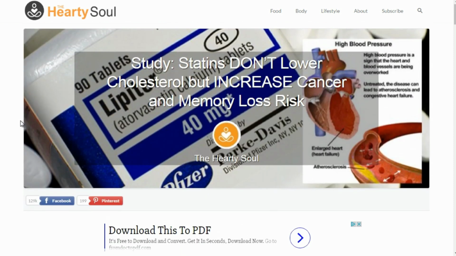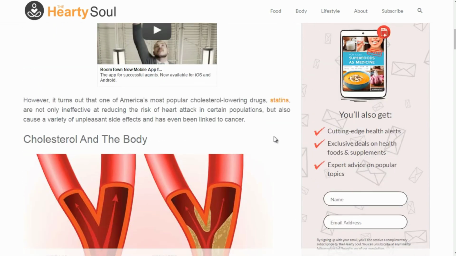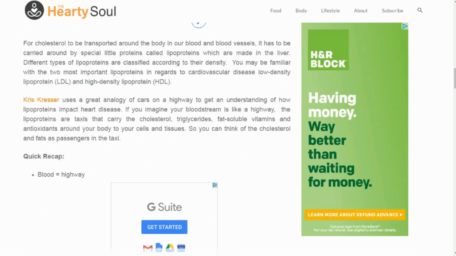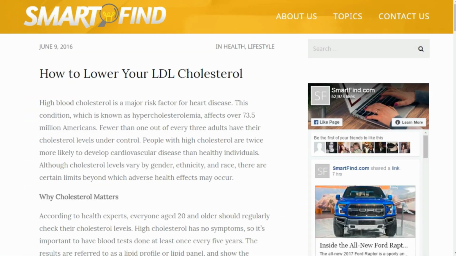And if we scroll down, we can see that this article talks about how statins don't lower cholesterol. Statins is a drug that people use to lower their cholesterol. But it's saying in this study that it increases cancer and memory loss risk. So obviously this is a very controversial type of article, and that's what they're doing to get all these likes and shares and more.